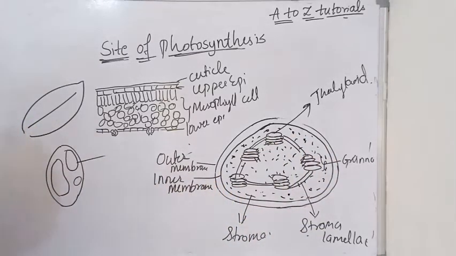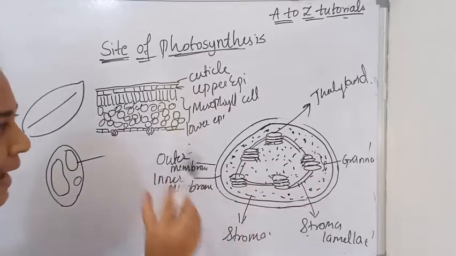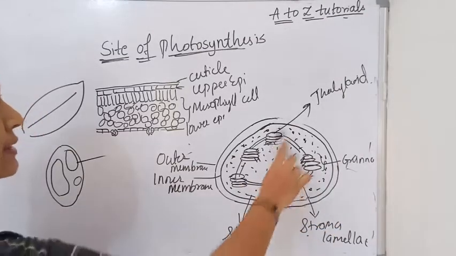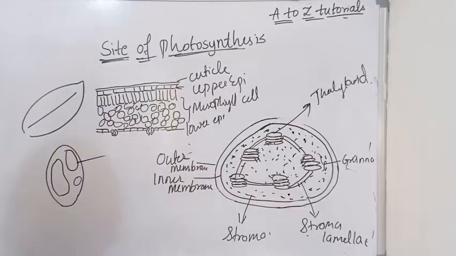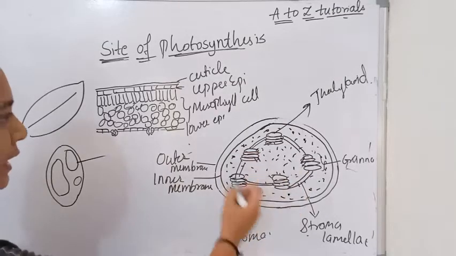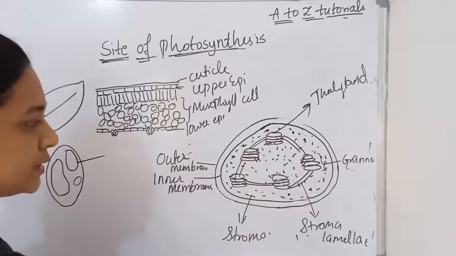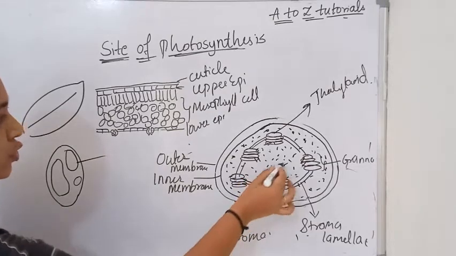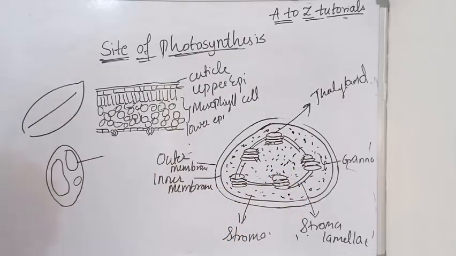This chloroplast is double membraned, where the outer one we call the outer membrane and the inner one we call the inner membrane. There is a jelly like substance in the chloroplast that we call as what? The stroma. There are sac like structures, those we call as what? The grana. The single sac we call as what? The thylakoid. Okay, these grana are interconnected by a substance called as what? The stroma lamellae. Okay, this chloroplast is having ribosomes and its own DNA.